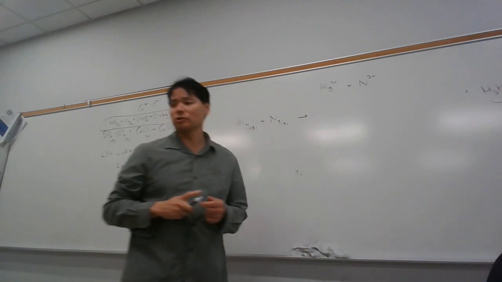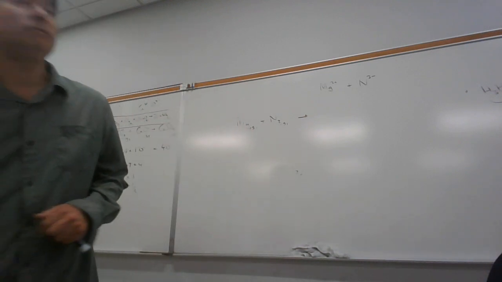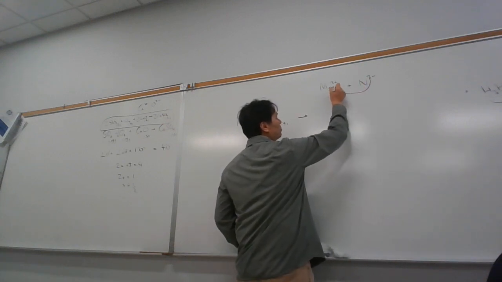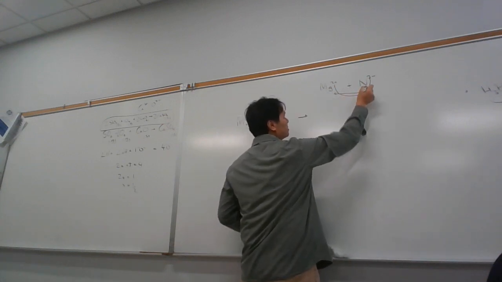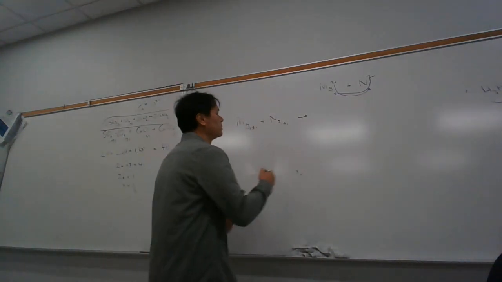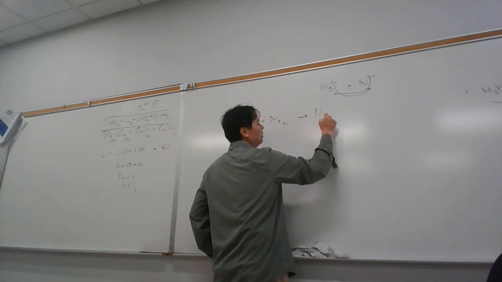And so one of the tricks that people do is they do this. To figure out the formula quickly, we'll use this as a subscript. This is like cross multiplying. We'll use that as a subscript there. And then essentially it's the same thing as cross multiplying. So we'll get Mg3N2.